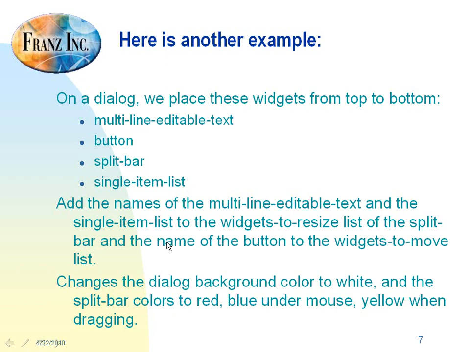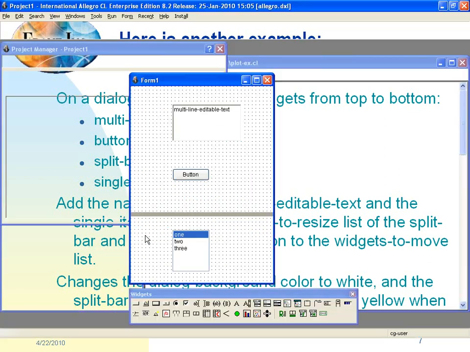The split bar widget has 2 properties: widgets to resize and widgets to move. We put the text and the single item list in the widgets to resize list, and we put the button in the widgets to move list, and we also make sure the split bar is visible. So let's go look at this in action here.